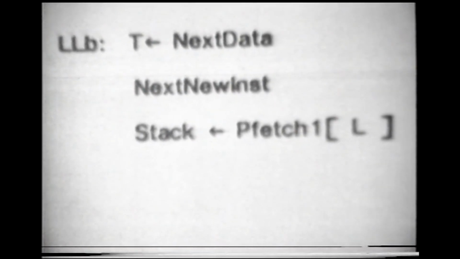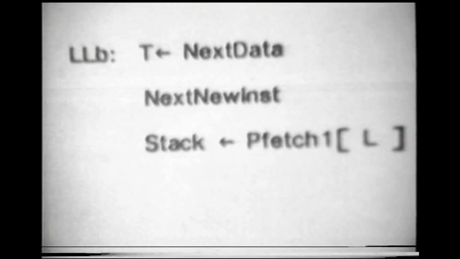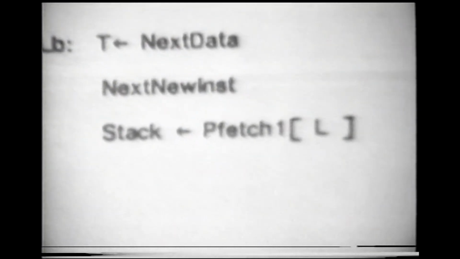For a large number of common cases, things like expressions of the form I gets I plus 1 in Mesa, if you look at the sequence in which instructions overlap, you'll find that the machine can, in fact, almost achieve this kind of rate, which is a little more than 2 million instructions a second.